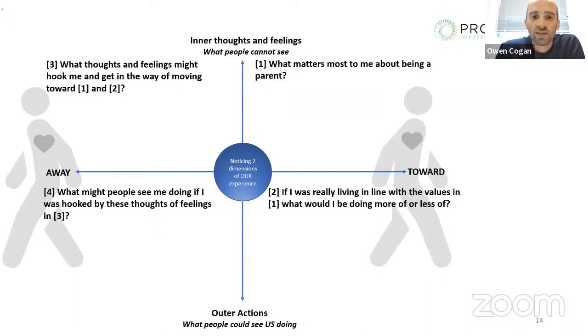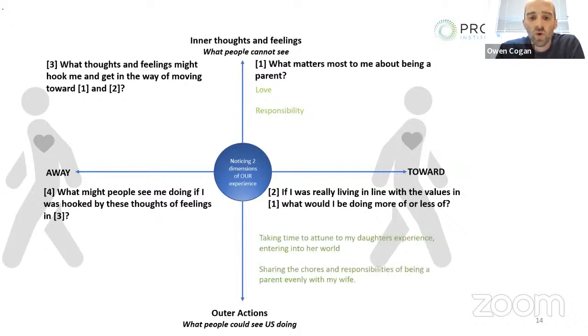So I pose myself the question, what matters most to me about being a parent? So I'm a parent, I've got a daughter, and I've got love and responsibility. Okay, and so that's the top right. And bottom right, if I was really living in line with the values in one, so love and responsibility, what would I be doing more or less of?